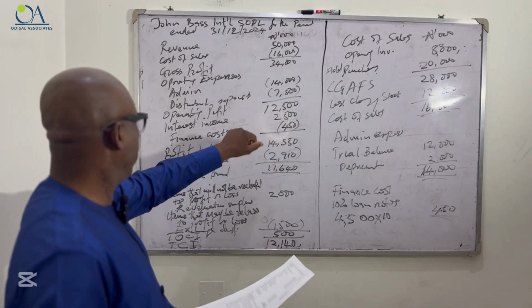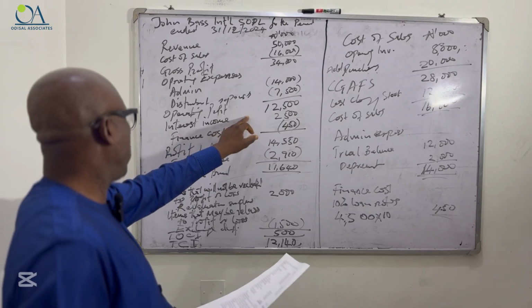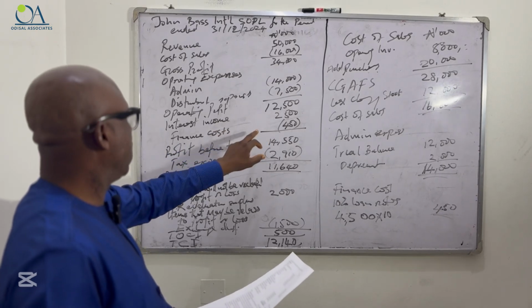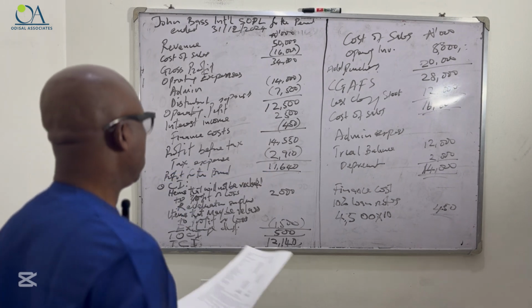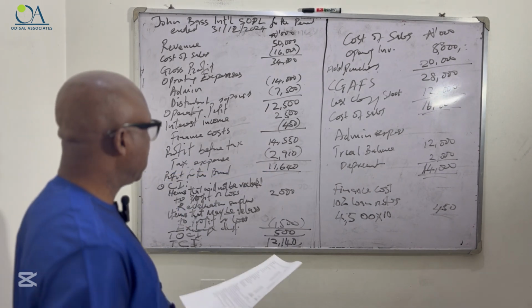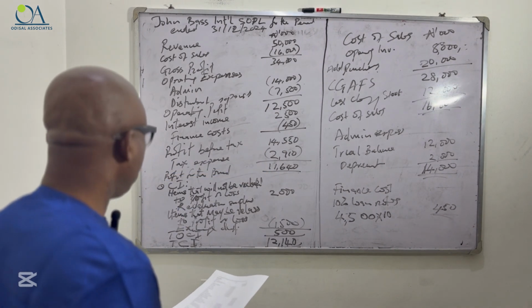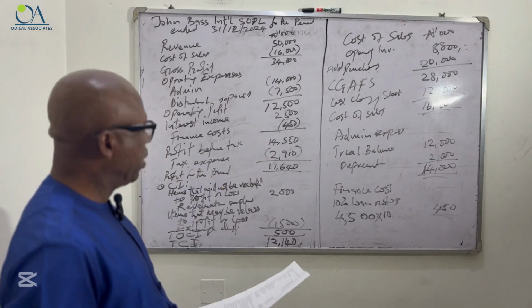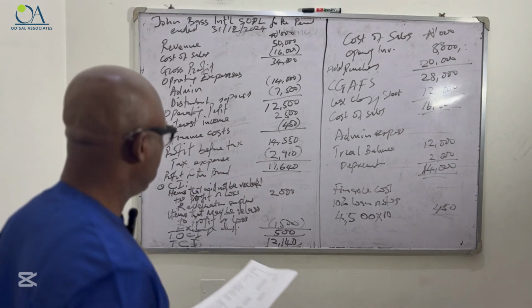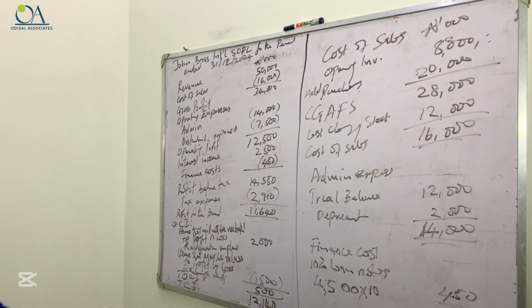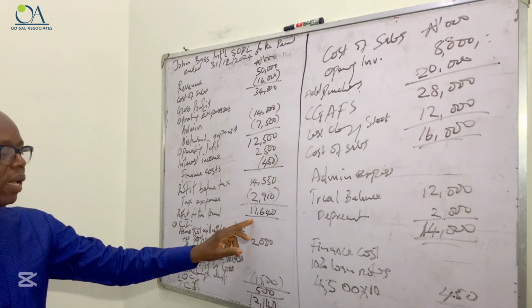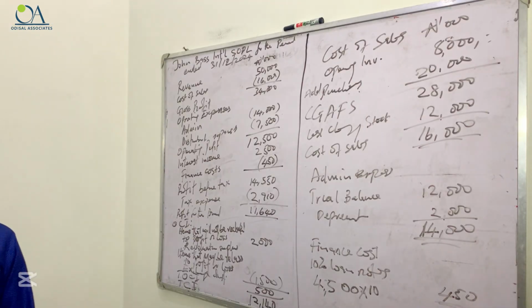Then when you remove it from operating profit plus interest income, minus these two, you have 14,550,000. Then you apply the 20% tax on this to have 2,910,000, which will give you profit for the year, 11,640,000.